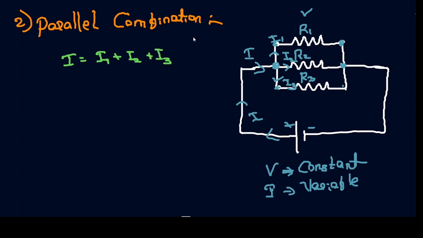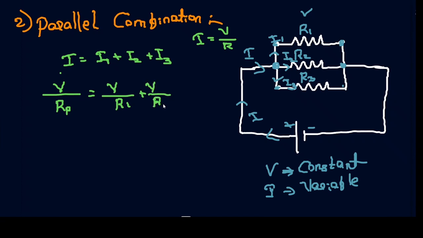But we already know I is equal to what? V by R. Now I can simply write I is the current in the complete circuit. And voltage is the same, right? So I can simply write V by R_P, the resistance in parallel combination, and again V by R1, the resistance of the first resistor, and V by R2, and I3 is V by R3.